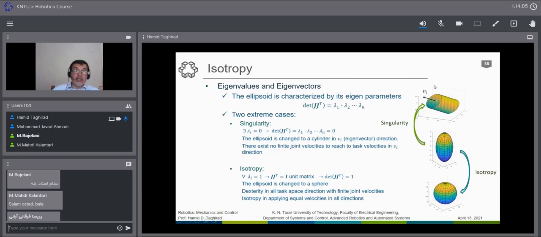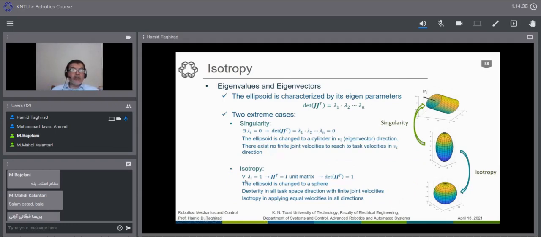This is one extreme case. The other extreme case is isotropy. Isotropy is better. Isotropy is the case when this ellipse remains a sphere, and doesn't get larger in one direction than in the other direction.